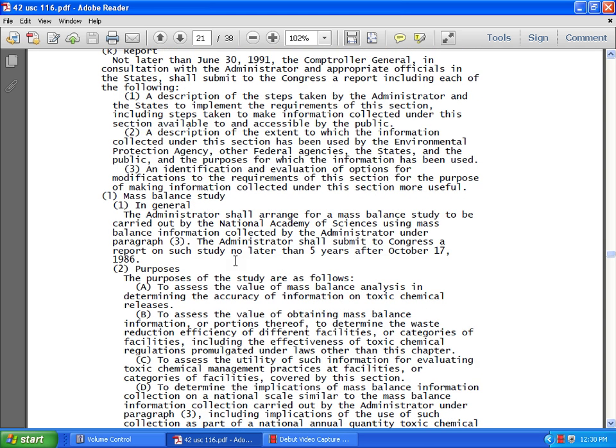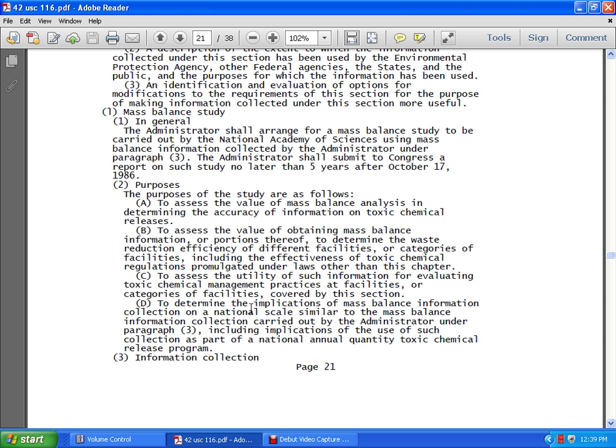The administrator shall submit to Congress a report of each study no later than 5 years after October 17, 1986. 2. The proposal of the study is to determine the accuracy of the information on toxic chemical releases. B. The value of obtaining mass balance information, therefore determining waste reduction efficiency for different facility categories, including effectiveness in toxic chemical regulations promulgated under law under this chapter. C. The utility of such information in the evaluation of toxic chemical management practices of categories of facilities covered under the section. D. Determination of the implementation of mass balance information collection on a national scale similar to the mass balance information collection carried out by the administrator under paragraph 3, including the implications of the use of such collection as part of the national annual quantity toxic chemical release program.